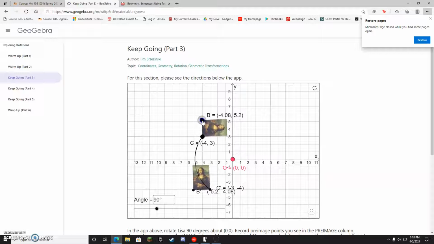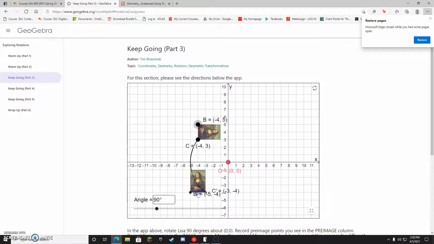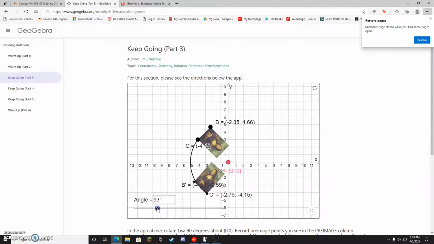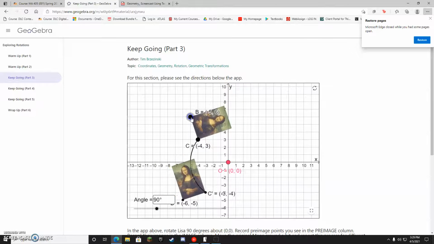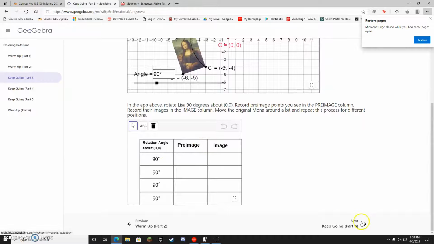So for example, they could do B is -4, 5, C is 4, 3. Then they see that B prime, which is the image of B, is -5, -4, and C prime is -3, -4. And then you can just do that for a whole lot of different points for different sizes and everything, and fill out that table.